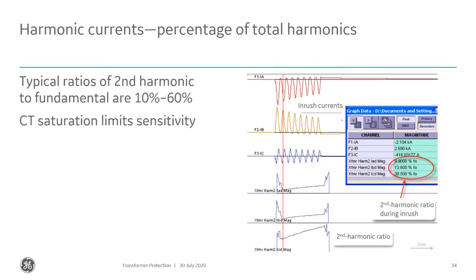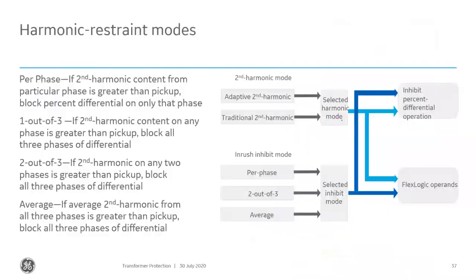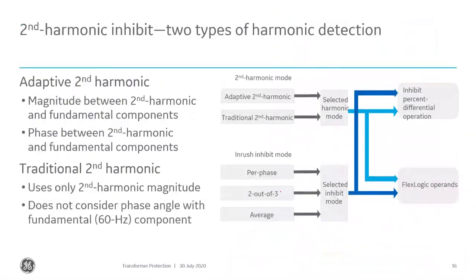So let's look at that. I thought I had a better slide on that. Here we go. Yeah, so you really want to set that to average, not per phase. And sometimes, most of the time, you can get by with 2 out of 3, but average is a better way to set that. Okay.